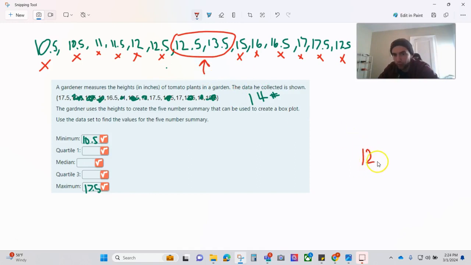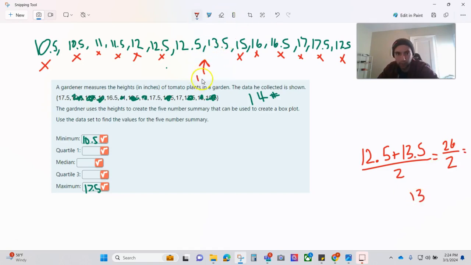When I have 2 middle numbers and I can't just think what number is in between them, I can add the middle numbers up and divide by 2. So 12.5 plus 13.5, that's 26. Yep. And then I divide by 2, which would give me 13. So my median is 13.